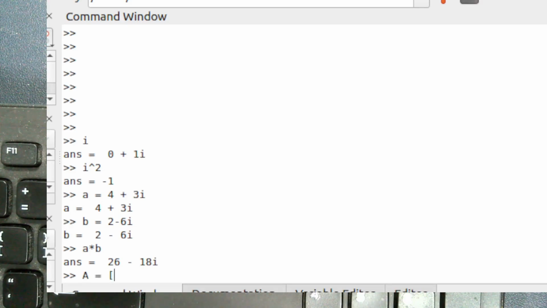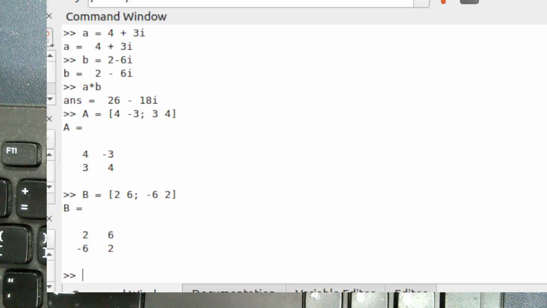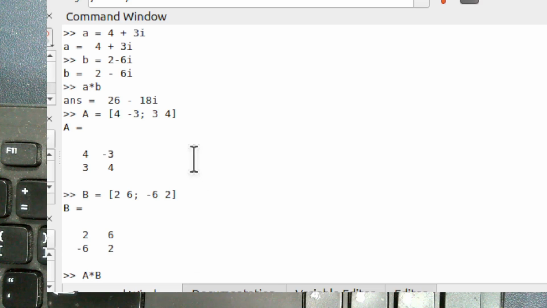Now let's represent each of those complex numbers as a matrix. The complex number 4+3i becomes [4 -3; 3 4]. Notice in this first column is the complex number. There's the 4 and the 3. As a matrix, the complex number 2-6i becomes [2 6; -6 2]. Notice in this first column is the information about that complex number. We can multiply the two matrices and get the complex number 26-18i. Now notice back up here, when we multiplied the two complex numbers, we got 26-18i.